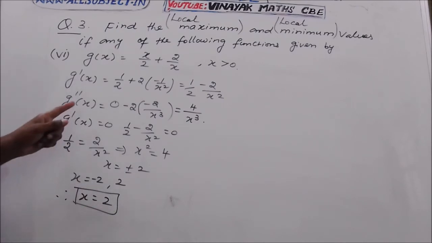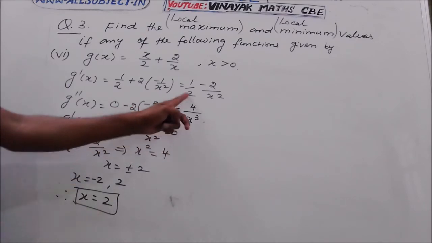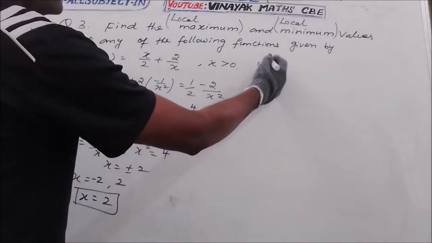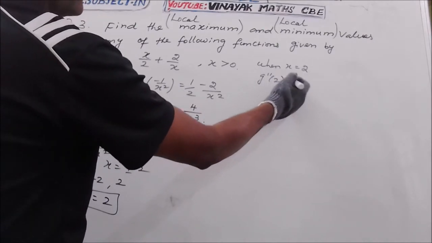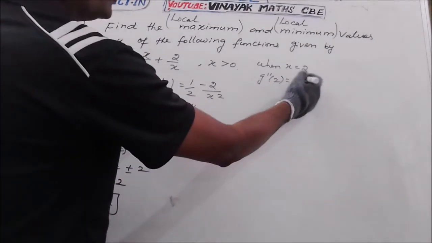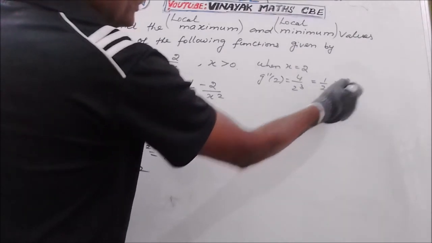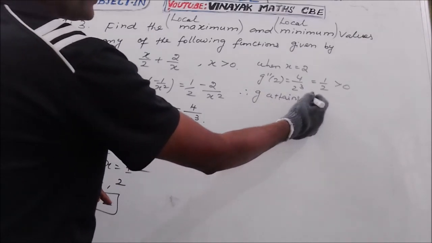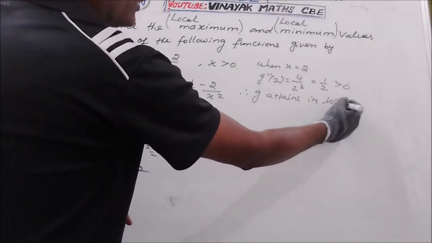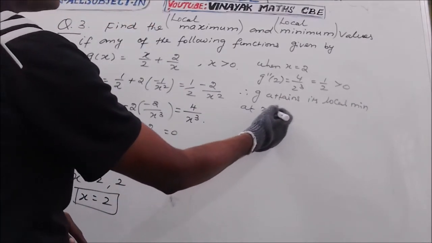When x is equal to 2, we should check the sign of g double dash of x. G double dash of x is 4 by x cube. When x is equal to 2, g double dash of 2 equals 4 by 2 cube, which is 4 by 8, that is 1 by 2, greater than 0. Therefore, g attains its local minimum at x is equal to 2.